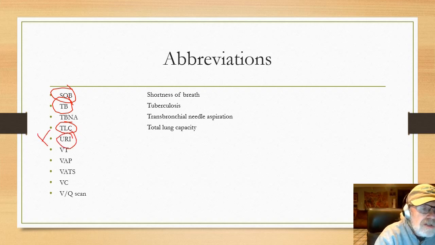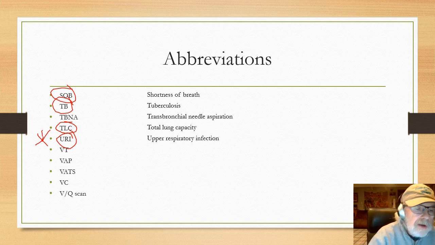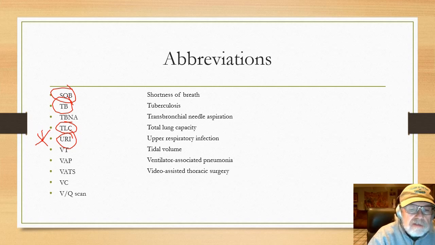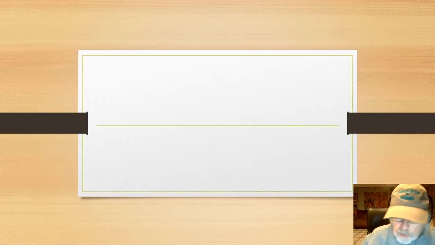URI, that's definitely one you should know. Upper respiratory infection, like laryngitis, tracheitis, bronchitis and stuff like that that involves the upper respiratory tract. VT, tidal volume. VAP, ventilator associated pneumonia. VATS, video assisted thoracic surgery. They do a lot more of that, looking through a tube and a scope. Vital capacity, what your lung capacity is. And VQ scan, we talked about, that's for pulmonary embolism. And that pretty much gets me to the end.